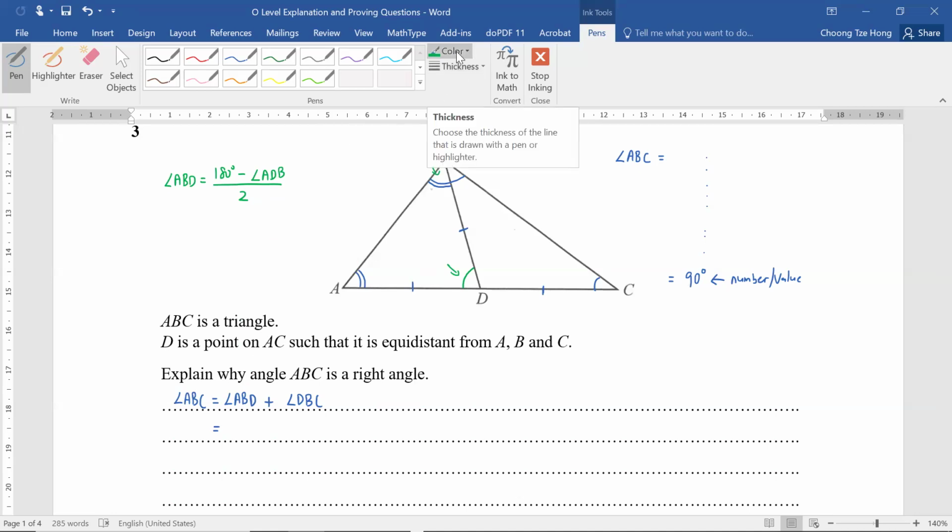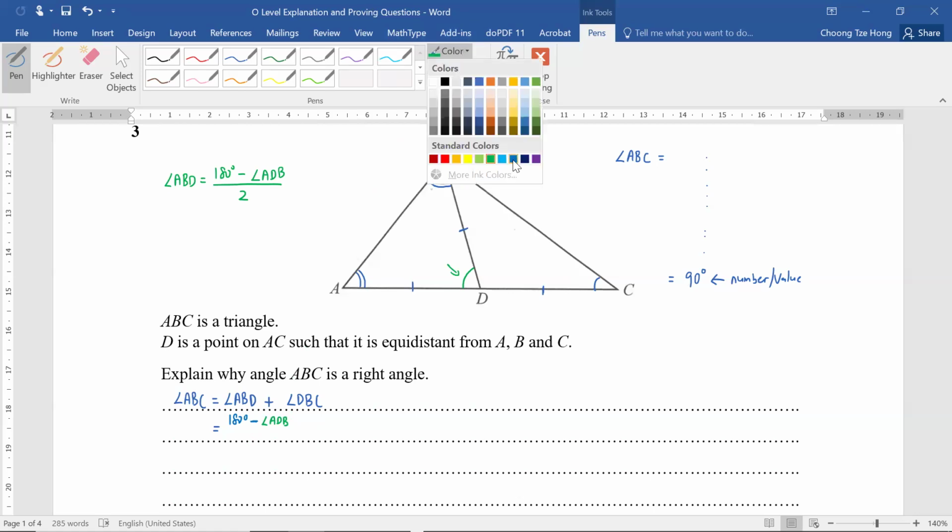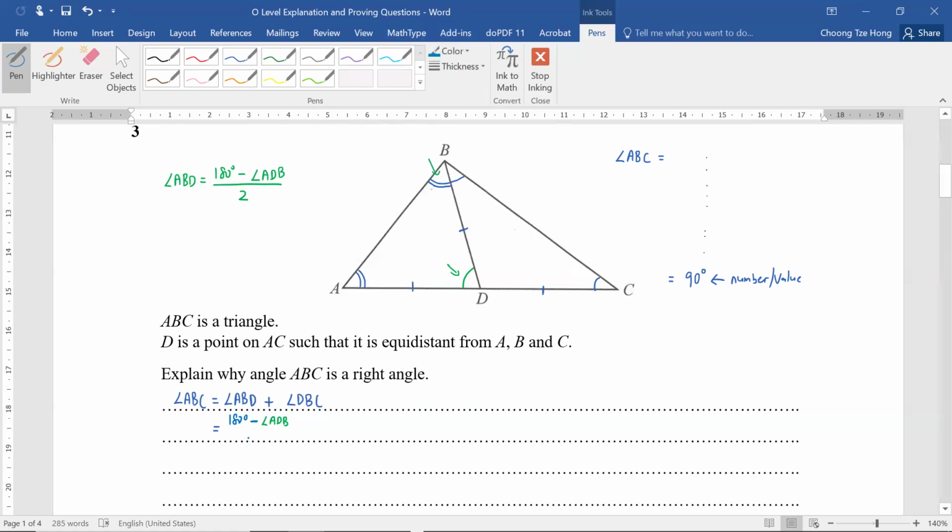I'm going to color code this so that later on we can see more clearly. So I'm going to change back to blue. So 180 minus, then change to green again, angle ADB, divide by 2. So that's the green angle over here.